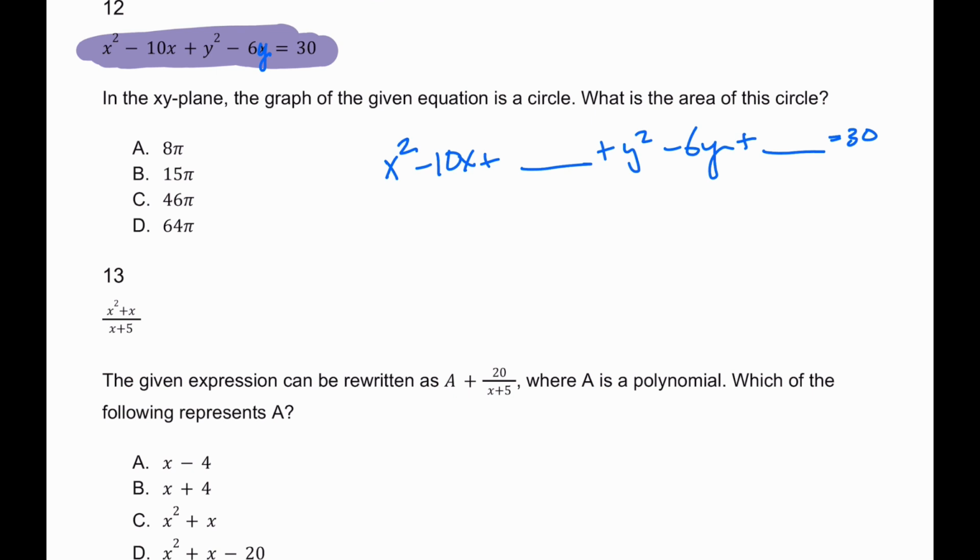But from here, why did I put those blank spots? Well, because I'm going to add something called completing the square. 6 over 2 squared, 10 over 2 squared. I'm going to add 25 there, add 9 there. I just added actually 34 to the left side. If I add 34 to the left side, I must also add 34 to the right side.